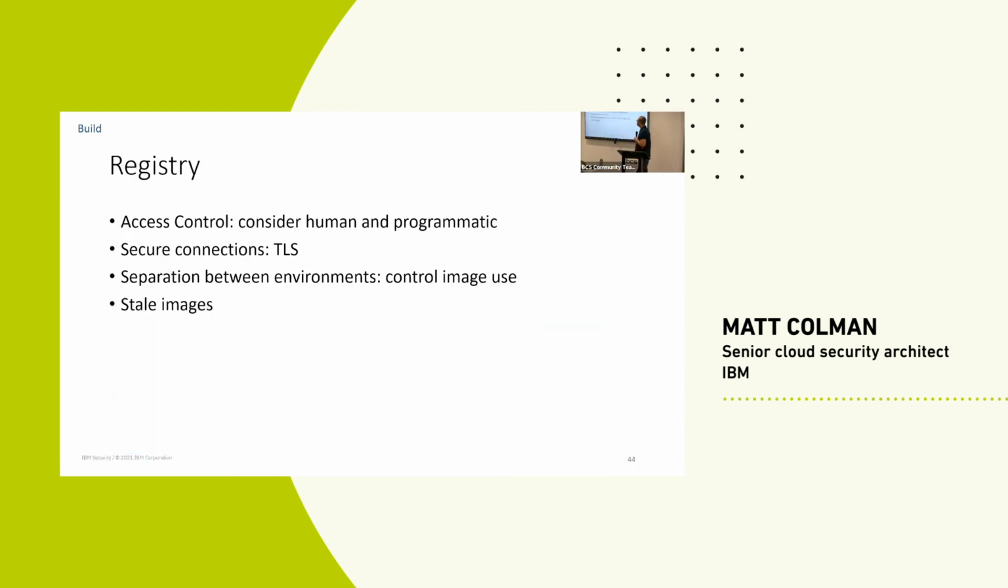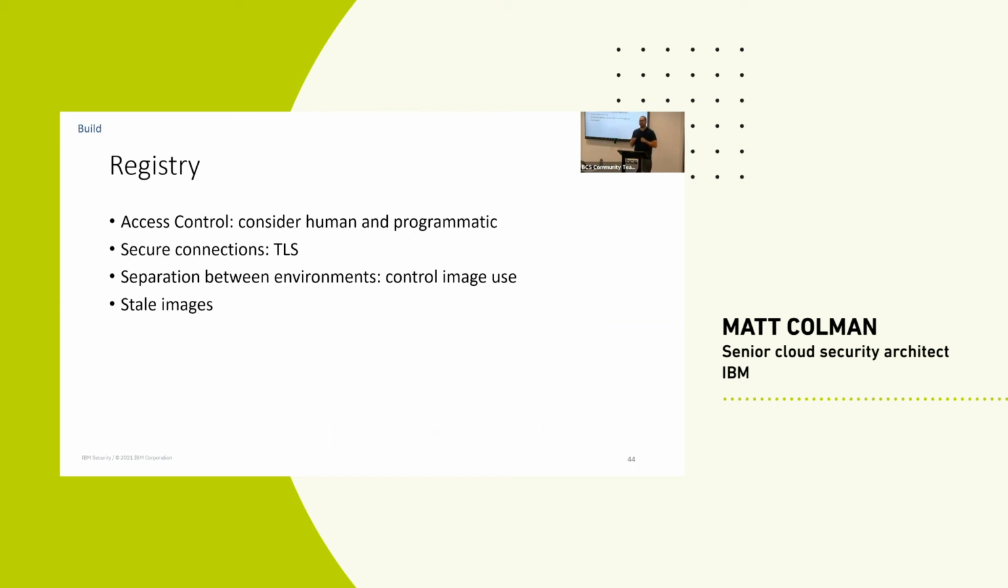Also, images are moving through registries, so make sure that you are controlling access to them. Think about humans and programmatic users. Your pipeline is going to want to put an image into a registry so it needs access. Does a human need the same level of access to pull and push images out of that registry? Think about it across environments, okay?